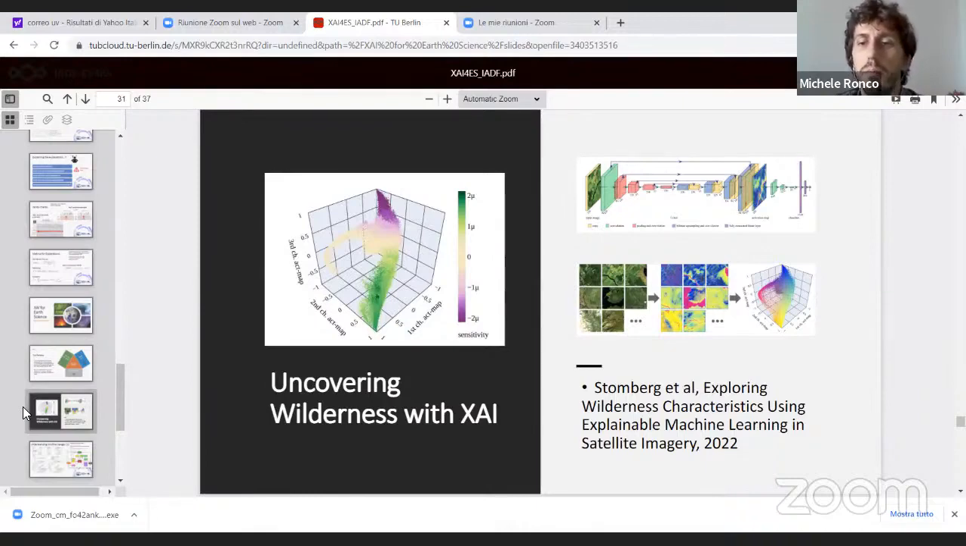And basically, the target was whether the picture was artificial or wild. Let's say it was classified as wilderness or somehow human, artificial surface. And this classification was obtained by grouping some of the Corine land cover classes. So there is this very well known and popular classification of land use and cover, which is available at European level at very high resolution. And they just made a classification, a binary mask built from the Corine land cover classes.